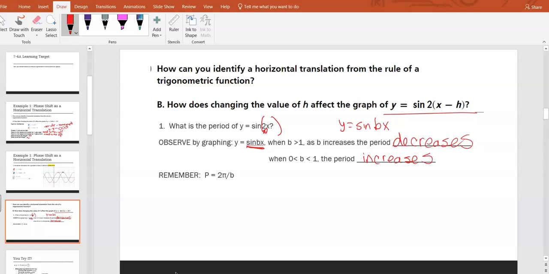This is kind of backwards from what we're used to thinking. We can also remember that the period is 2 pi divided by b, or it could be written as the period is 2 pi times 1 over b. And when we look at sine of 2x, then the period would be 2 pi divided by 2, which would be pi. So it would be smaller. So the period would decrease.